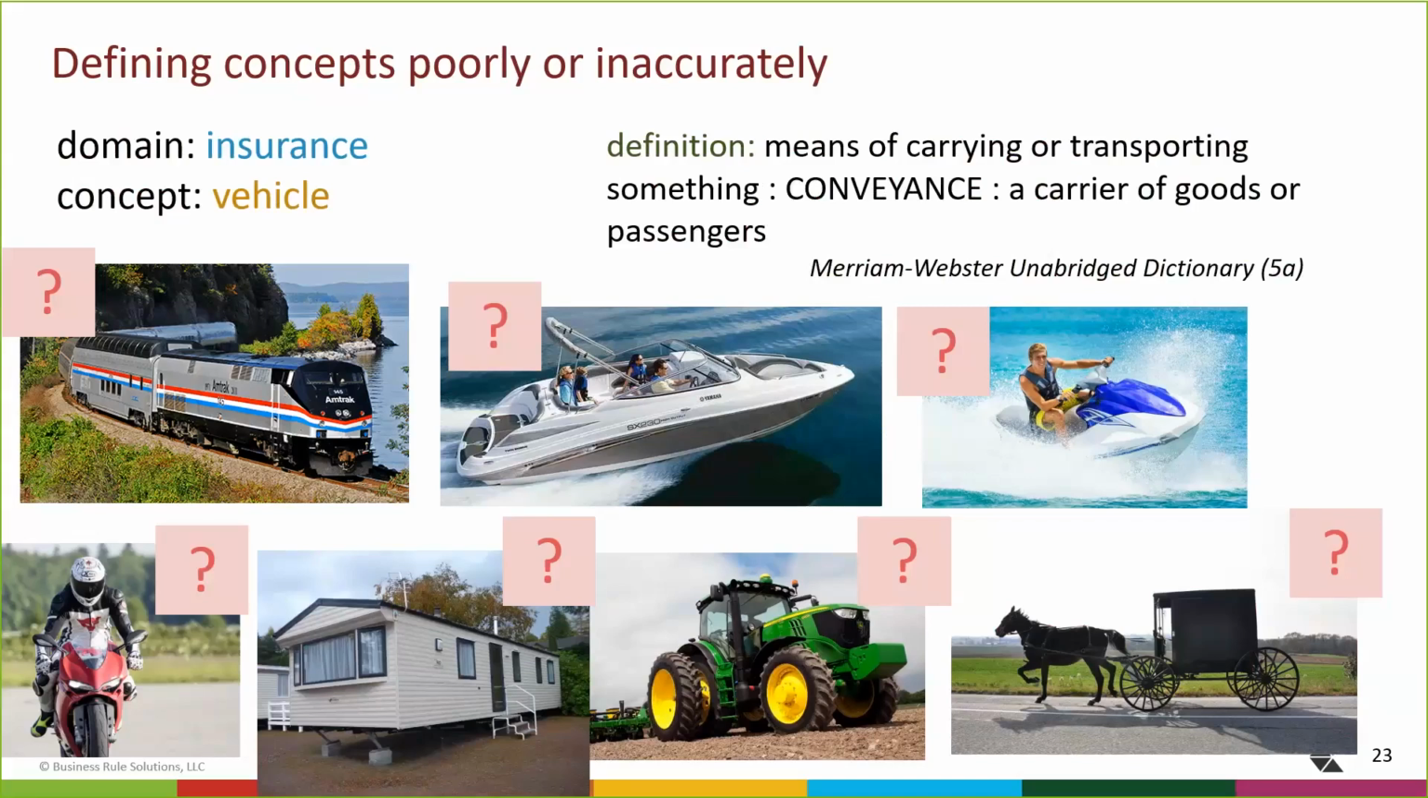Will the insurance company insure trains? Probably not. Motorboats? Probably not. And so on and so forth. So it's just not a good definition for the purpose of insurance because it hasn't captured the essence of the concept and eliminated these boundary conditions.